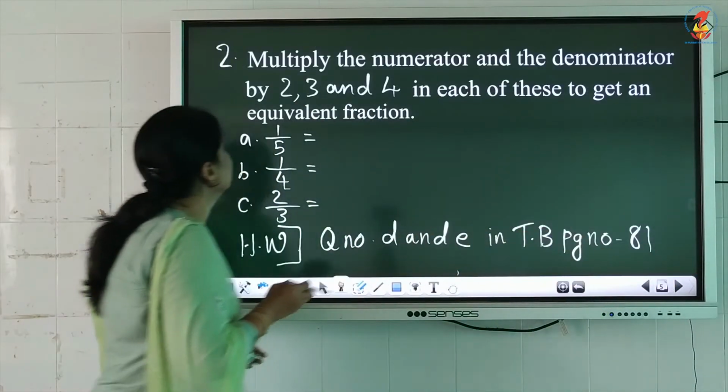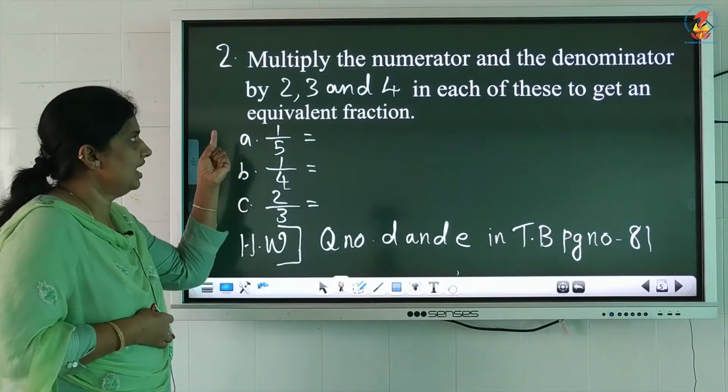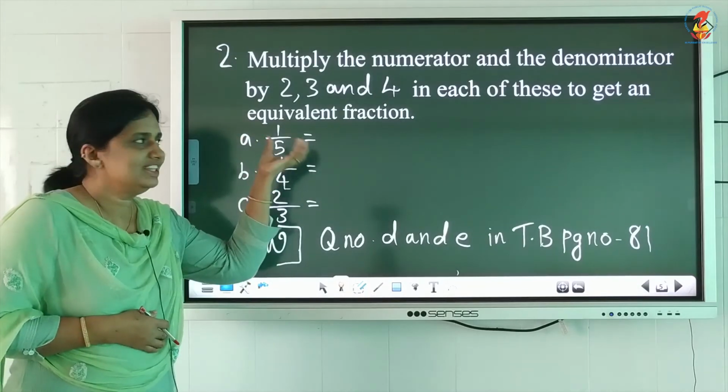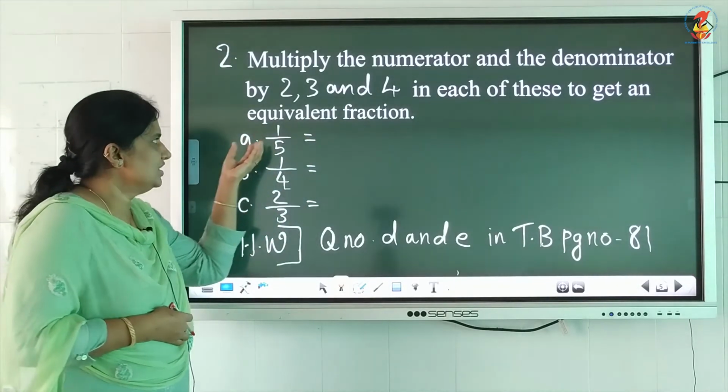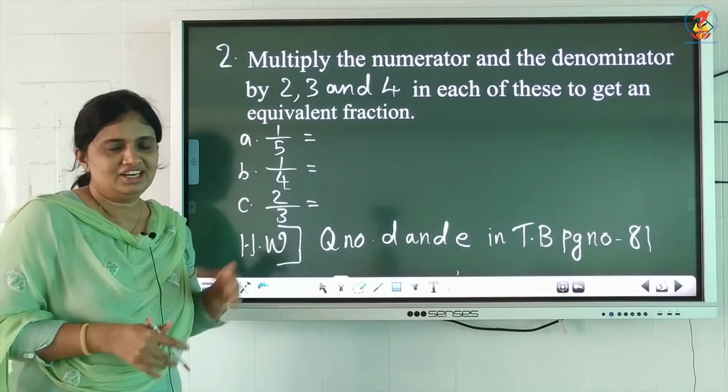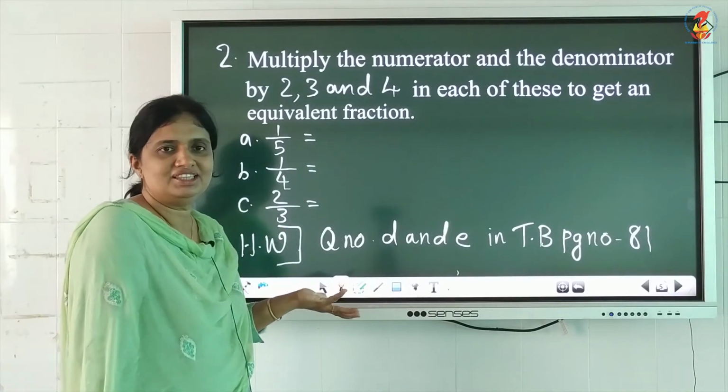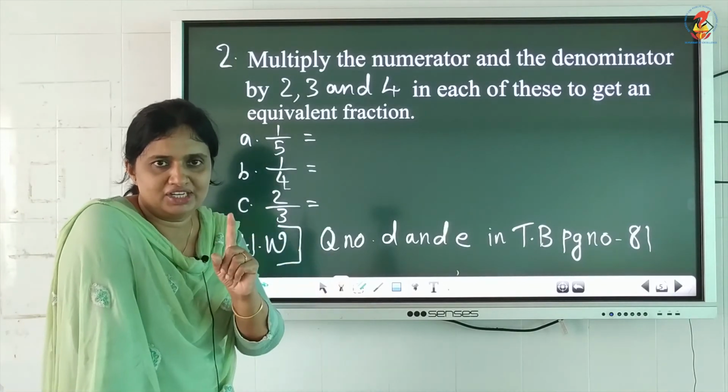Next one. Multiply the numerator and denominator by 2, 3 and 4. In each of these two we get an equivalent fraction. The last problem we need to multiply only by 3. We got one equivalent fraction only.